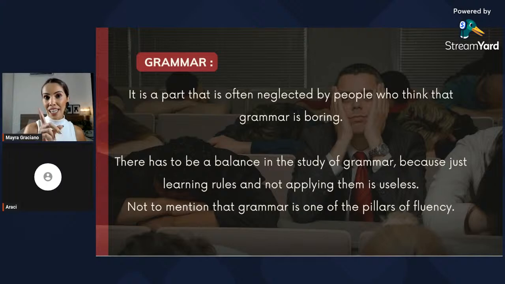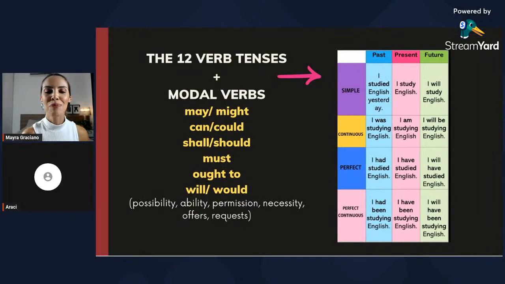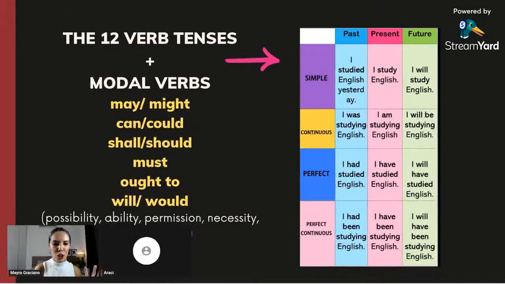All right. And not to mention that grammar is one of the pillars of fluency. We need the grammar to become fluent. But how? What is the secret? Okay. Well, just to put it in a nutshell here, let me share with you this slide.